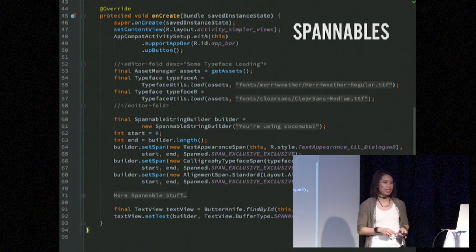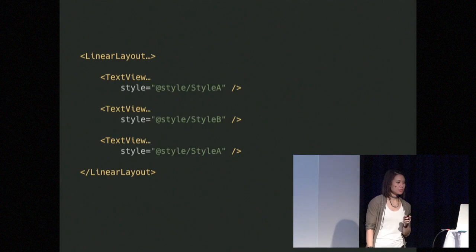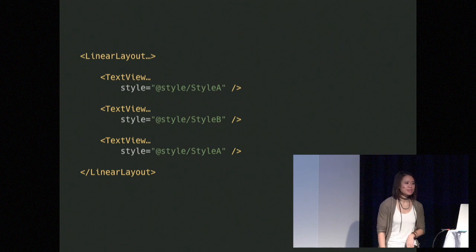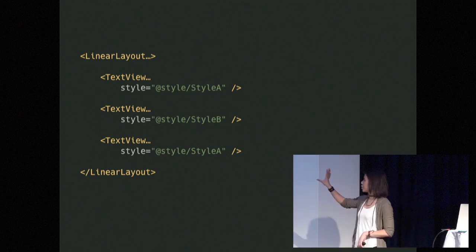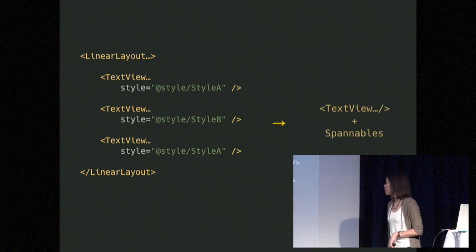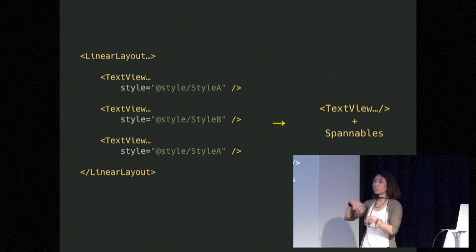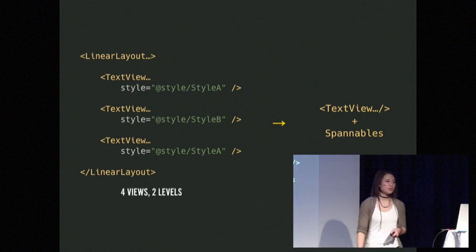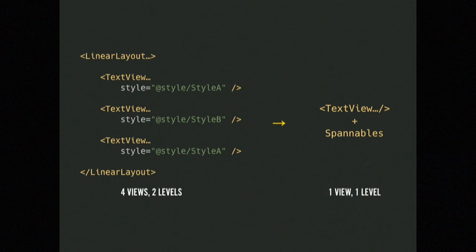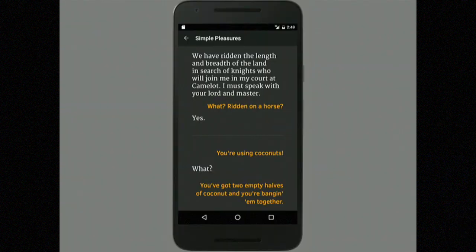to a single text view. So what happens is that rather than the linear layout with 3 text views that I had before, I go down to a single text view with some Java code added. So I go down from 4 views and 2 levels down to a single view and a single level. And if you see here, the 3 text views at the bottom are rendered using a spannable.